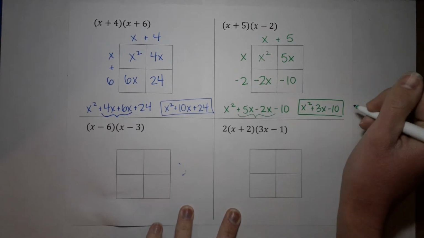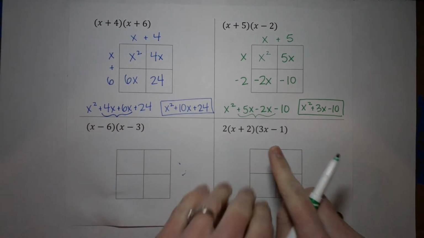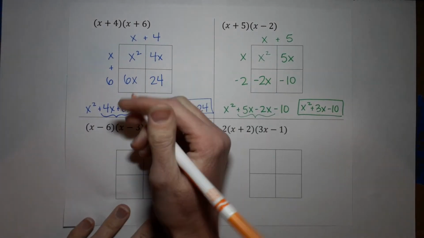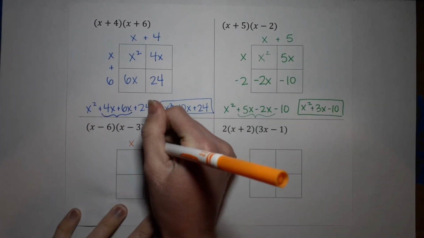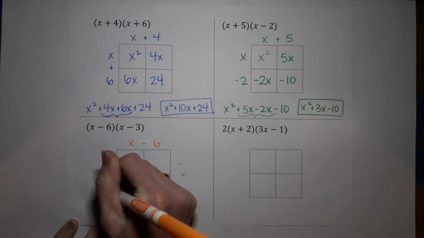All right. Stay tuned because this one has some extra numbers, and we will get to that one in just a second. All right, I've got 2 negatives this time. Don't worry. We got through this one. We can do this one. So I'm just going to put x minus 6 on the top, x minus 3 on the side.